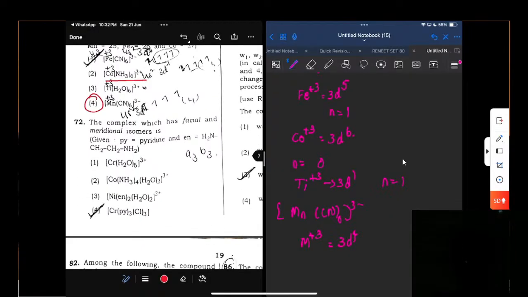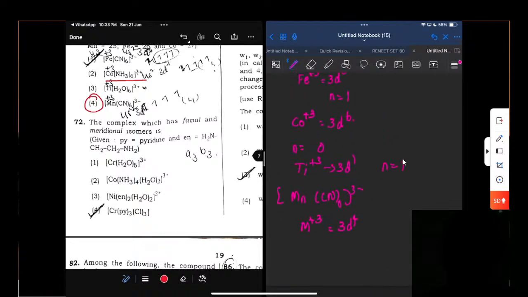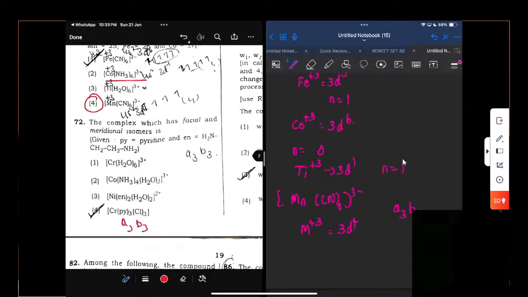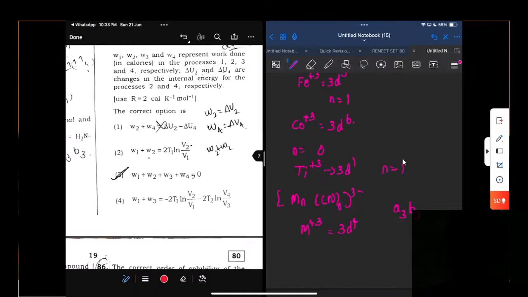The complex which has facial and meridional isomers is... The mer isomer is obtained by complexes which have A3 B3 kind of composition. Here A and B are both ligands, so we have A3 and B3 type of complex, M A3 B3. So option 4 is correct for this one. Go to the next question.